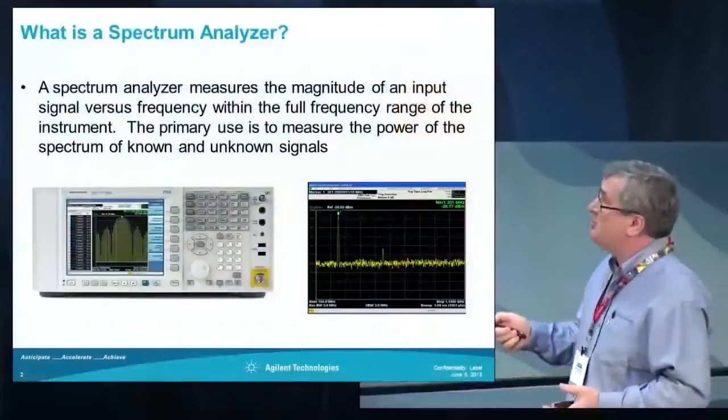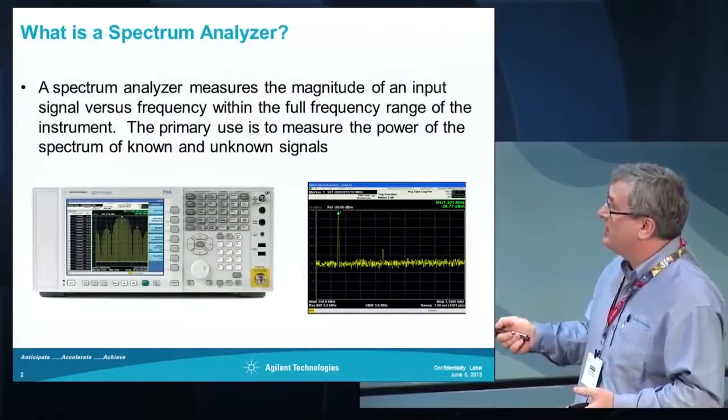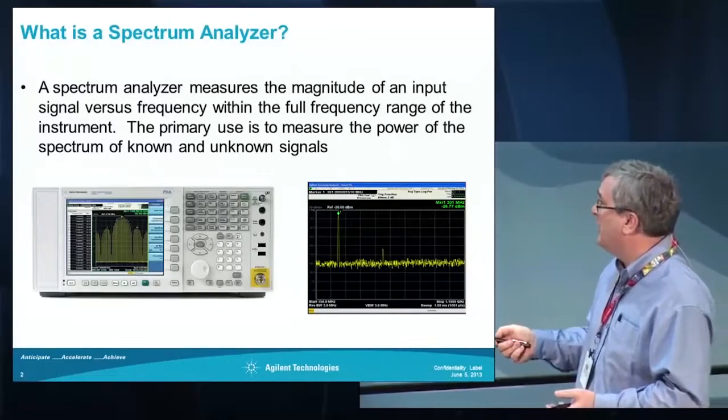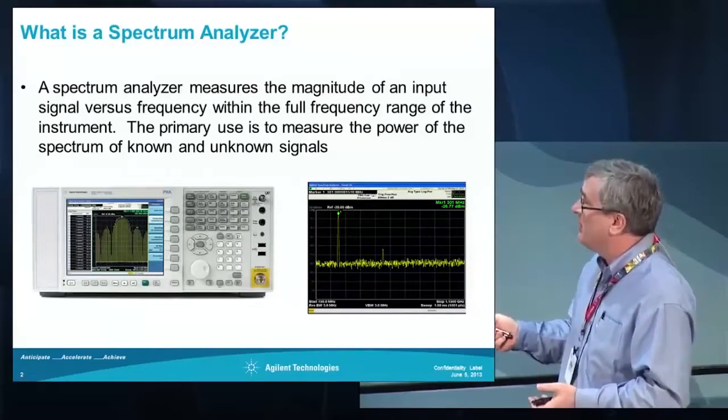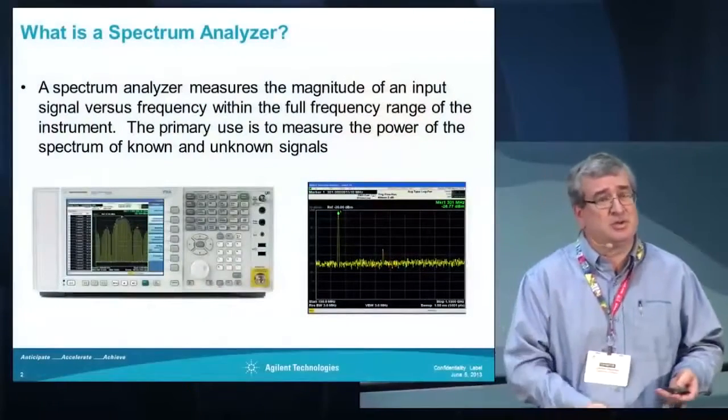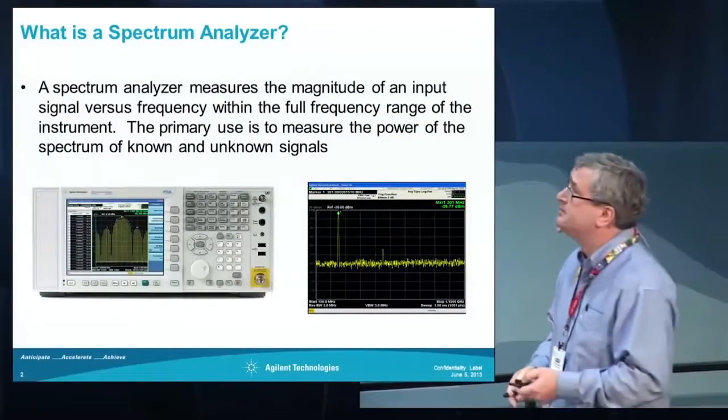It's a fundamental piece of test equipment that measures power, on this axis here, as a function of frequency. So here we're sweeping from about 150 megahertz to 1.5 gigahertz, and we're plotting the spurs that we find. That's essentially what a spectrum analyzer does. As opposed to an oscilloscope, which is measuring voltage versus time, we're measuring power versus frequency.